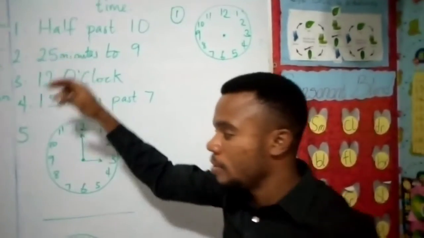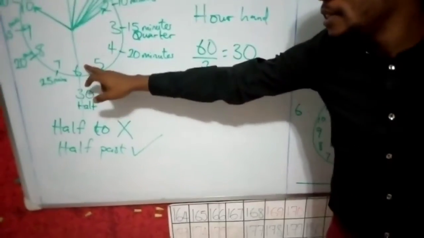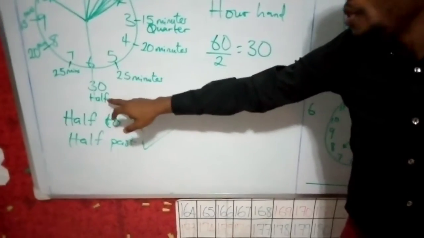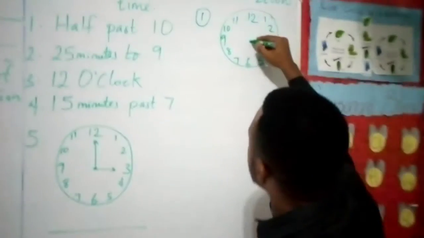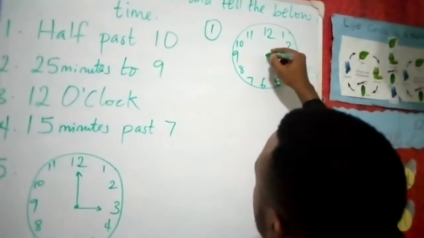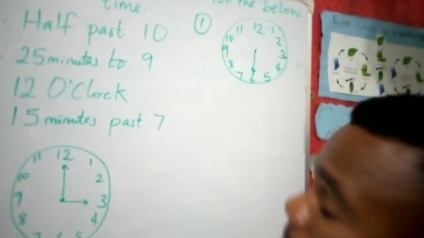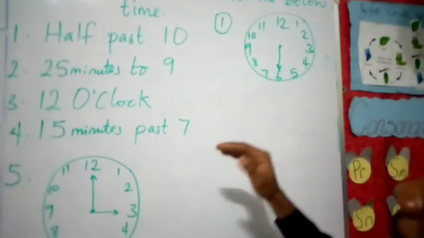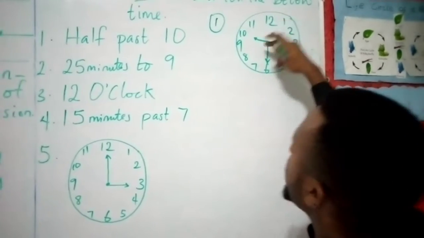Half means what? We said half means 6. So half means 6, or 30 minutes means 6. So we have half past. So your minute hand comes from here to point at 6. That is your minute hand. And the other number is 10. That will be your hour hand. So half past 10. This is your hour.